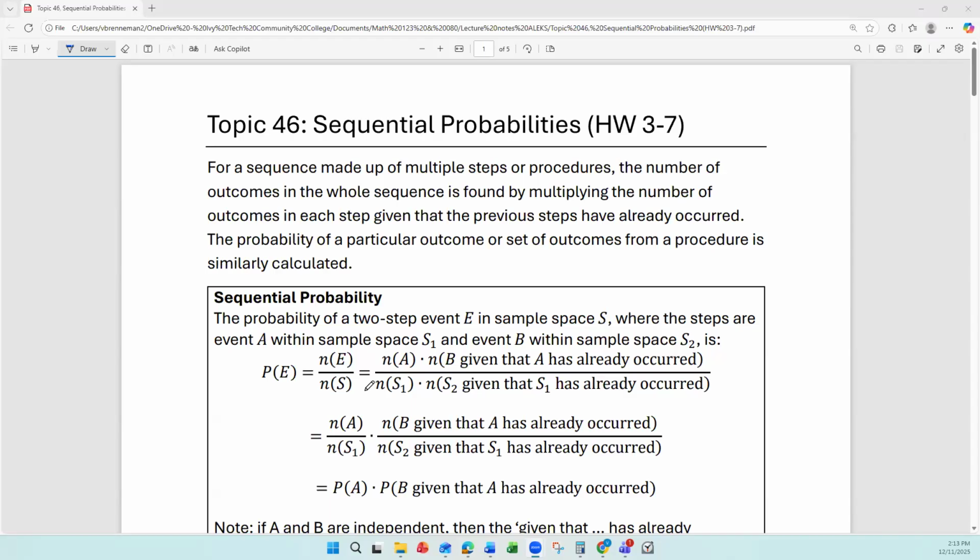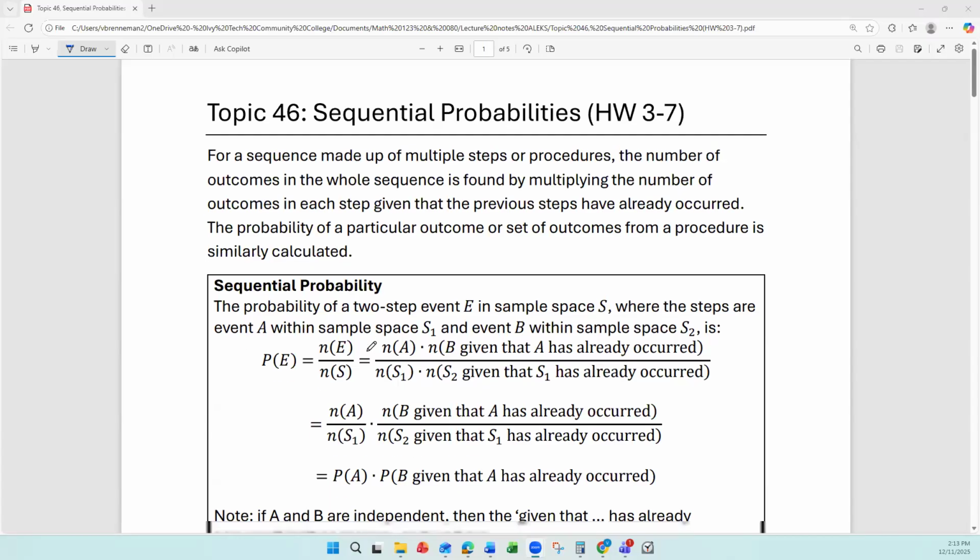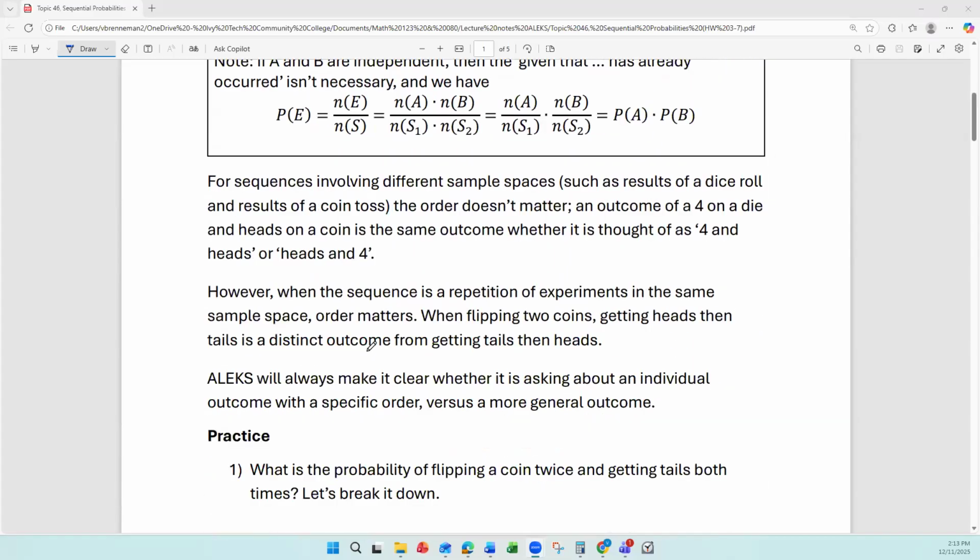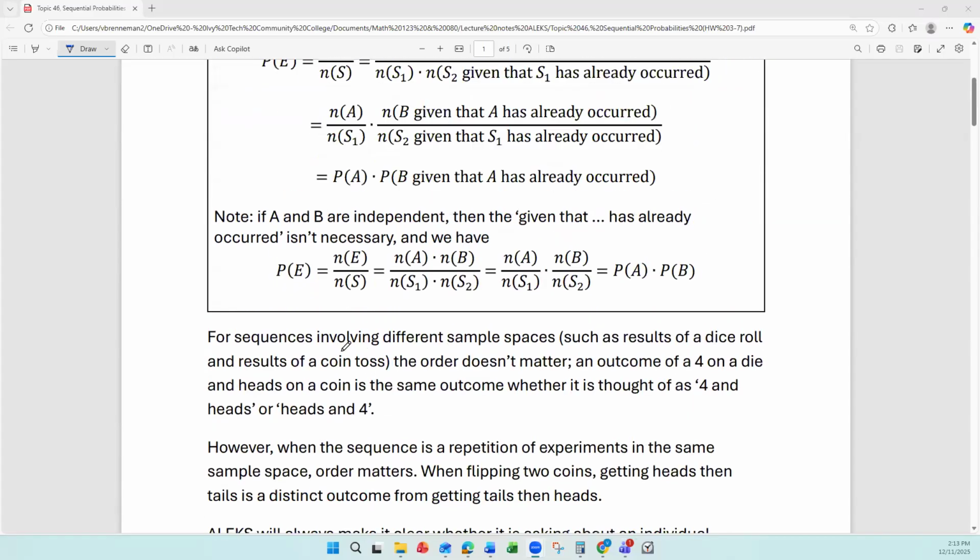Now, probabilities get multiplied together, but both the sample space and the outcome, the event space, you have to watch for. If these are dependent, then the previous step is going to affect potentially what's in the sample space and also potentially the outcomes within the event. If they're independent, then it's just straight up multiplication.